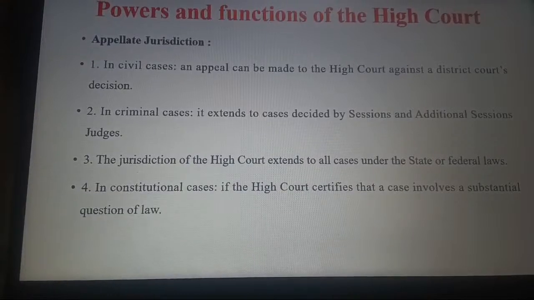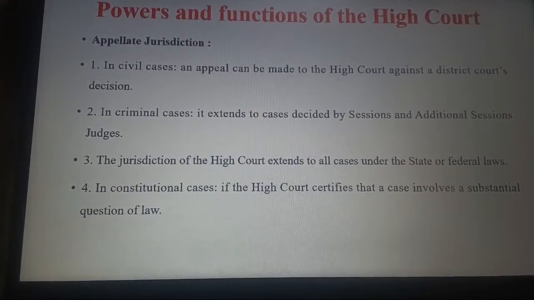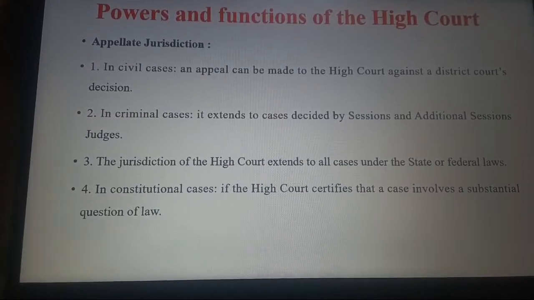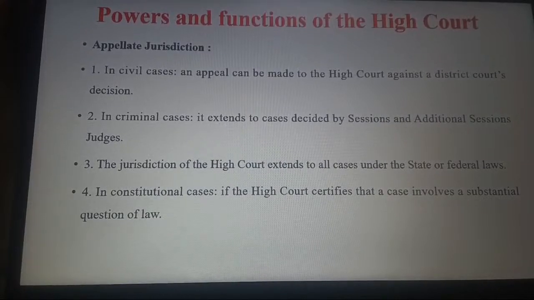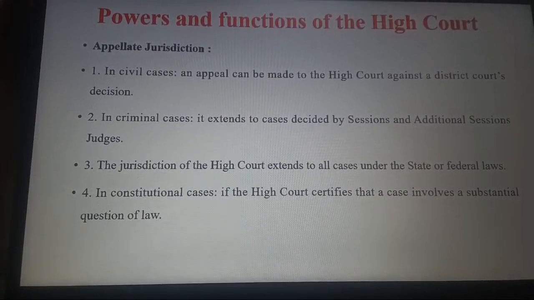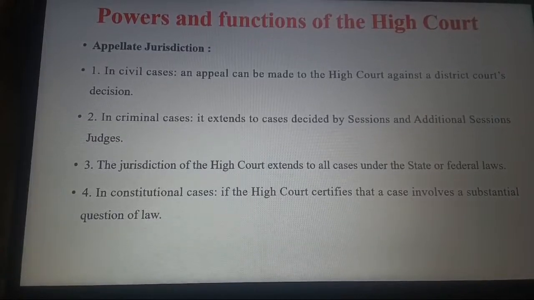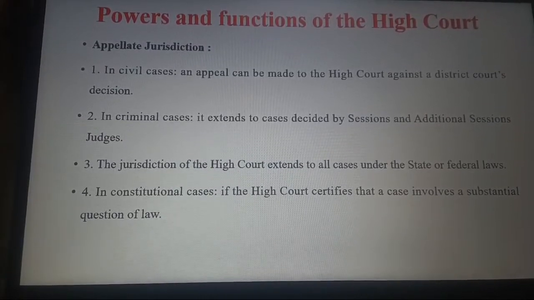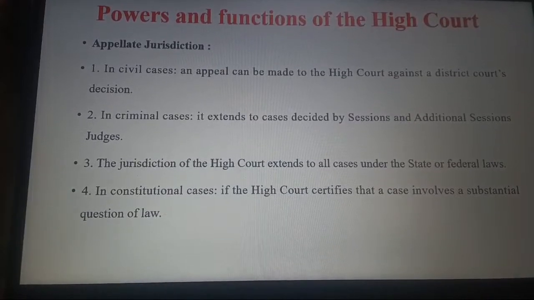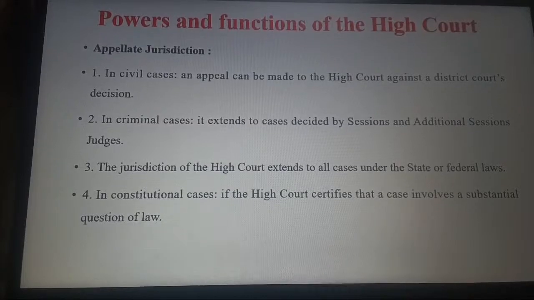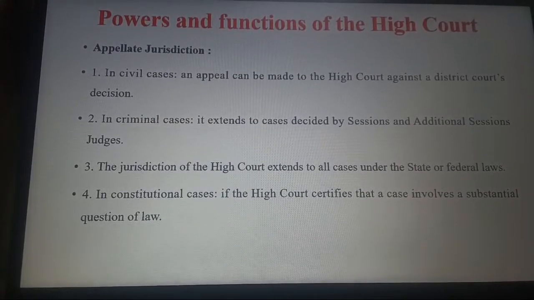Powers and functions of the High Court. Appellate jurisdiction. In civil cases, an appeal can be made to the High Court against a district court's decision. In criminal cases, it extends to cases decided by sessions and additional sessions judges. The jurisdiction of the High Court extends to all cases under the state or federal laws.